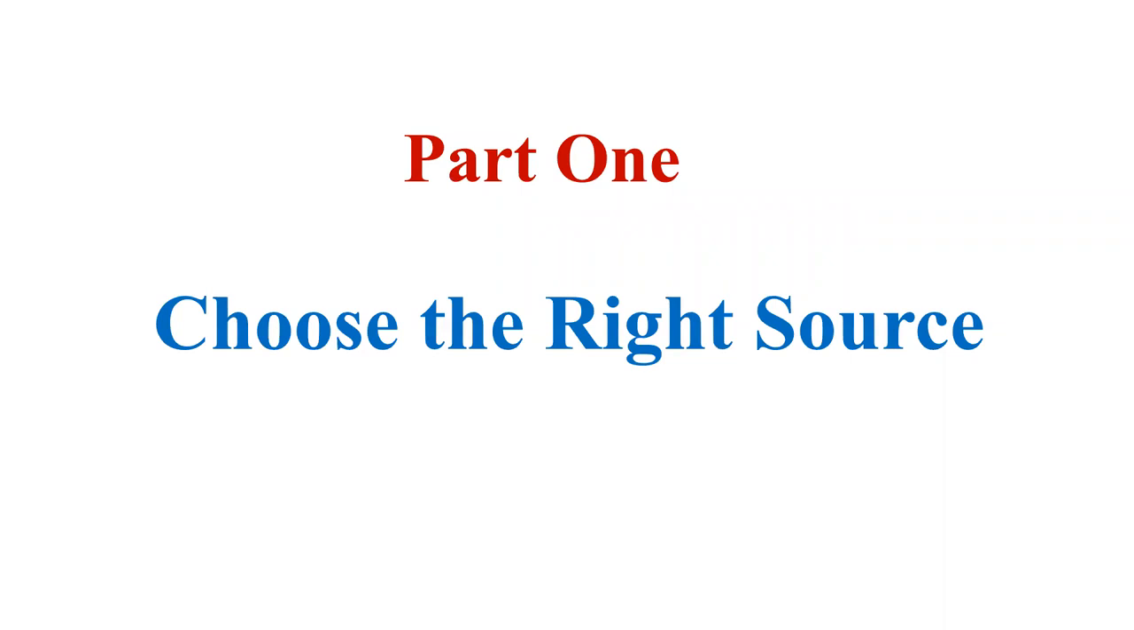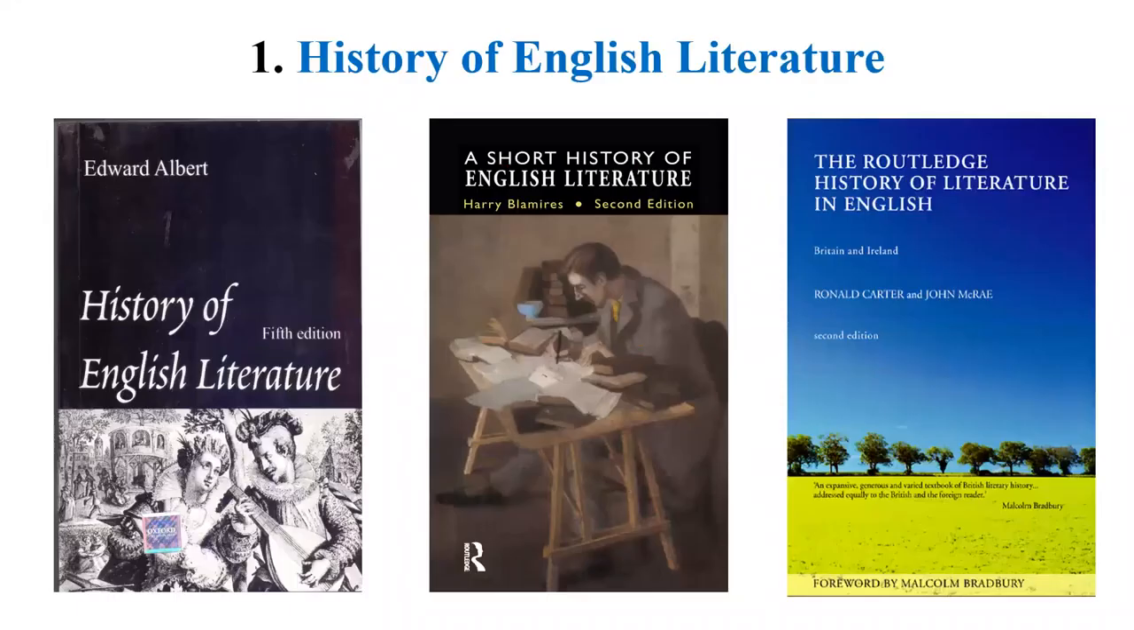Choose the right source. Before you start your preparation for UGC NET English, you should have some reliable sources. Let's say history of English literature. For this topic, you can refer to any of these 3 books: Edward Albert's History of English Literature, Harry Blamires' A Short History of English Literature, and Roland Carter and John McRae's The Routledge History of Literature in English.